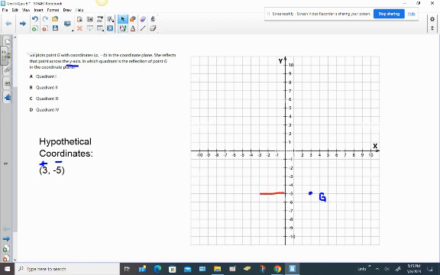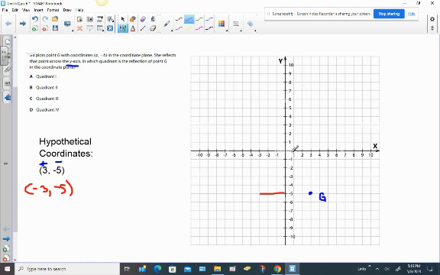Now, what's the rule for this? The rule for this is whatever axis you're reflecting over, you keep that the same. So we're reflecting over the y. The second term is always the y. We keep that the same. You change the x to its opposite. So the opposite of a 3 would be negative 3. So the new ordered pair would be negative 3, negative 5.